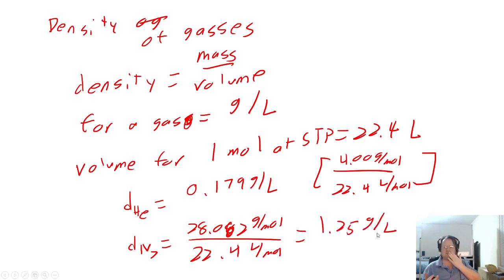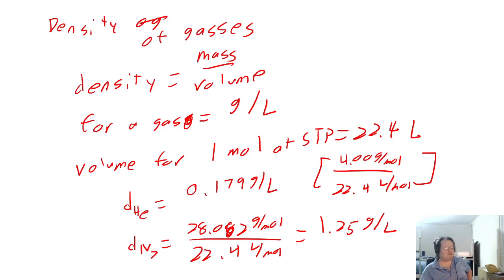So our nitrogen is going to weigh significantly more than our helium, even though both weigh very little. If you think about 1.25 grams per liter, that's telling you if you had a 2-liter bottle, you'd have 2.5 grams. That's the weight of about 2.5 paper clips for a 2-liter bottle filled with nitrogen. So gases are pretty light compared to liquids and solids.